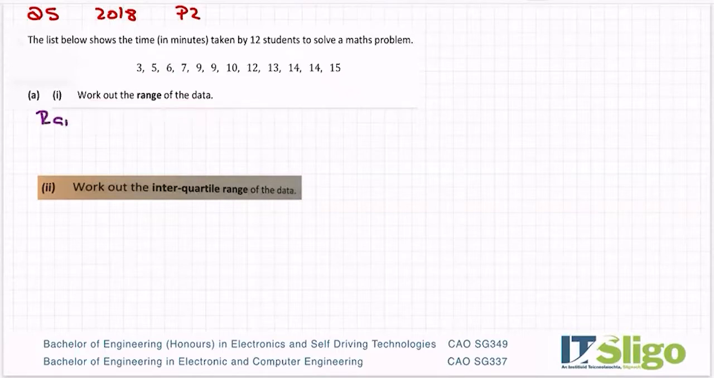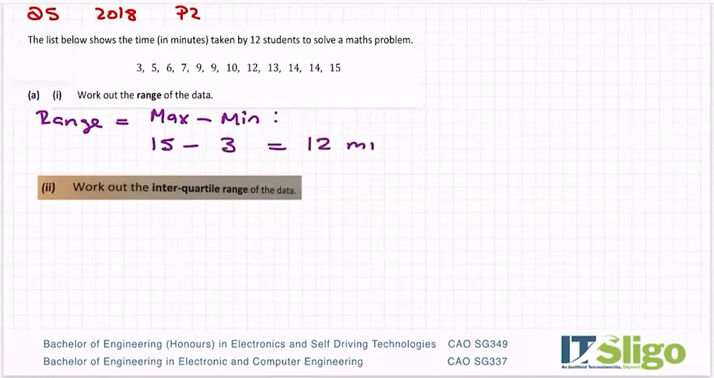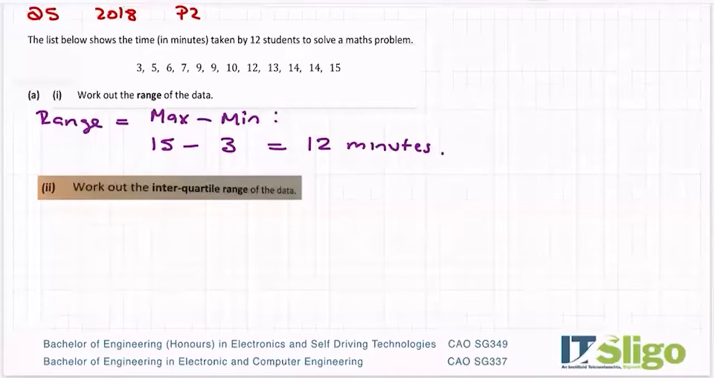Okay, so range is the max value minus the min value. So it's 15 minus 3, so it's 12 minutes. Okay, so that's the range. Now the interquartile range.